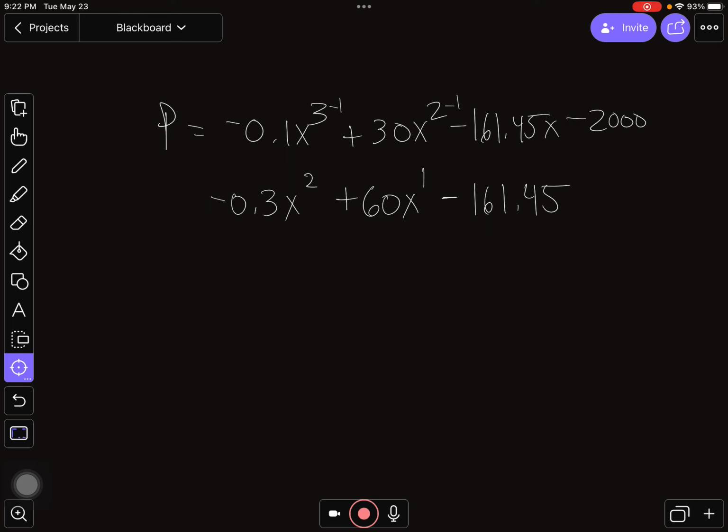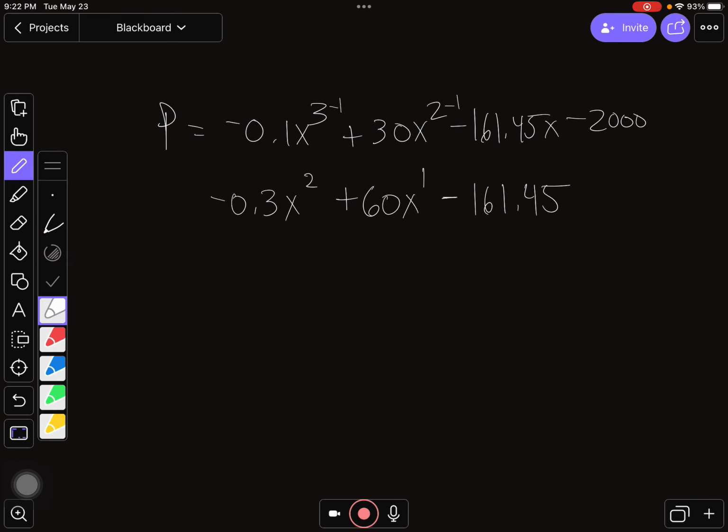Okay? And this is your derivative. And this is your answer, because it says, what is the marginal profit for producing X units? So there's nothing to plug into the X. So we just leave it as an X, because it said X units. So there's nothing to plug in. This is your answer. That right there is your answer.